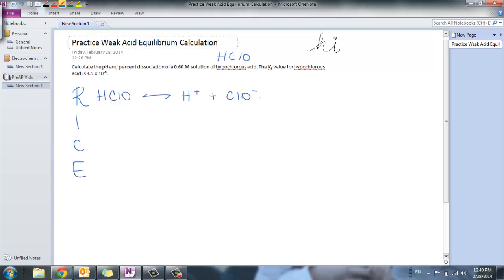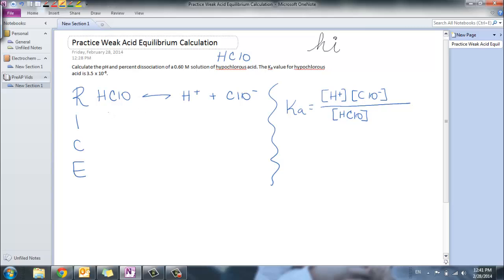Because we already have that ready to go, we should probably either off to the side or down below start setting up and thinking about our Ka expression. The Ka expression, remember, is the products over the reactants. So it's going to be H plus times ClO minus, and then that's over the reactant, the original HClO. All right, so that's our Ka expression. Again, it's always products over reactants. And if you ever have pure water in the reaction, you just leave that out.